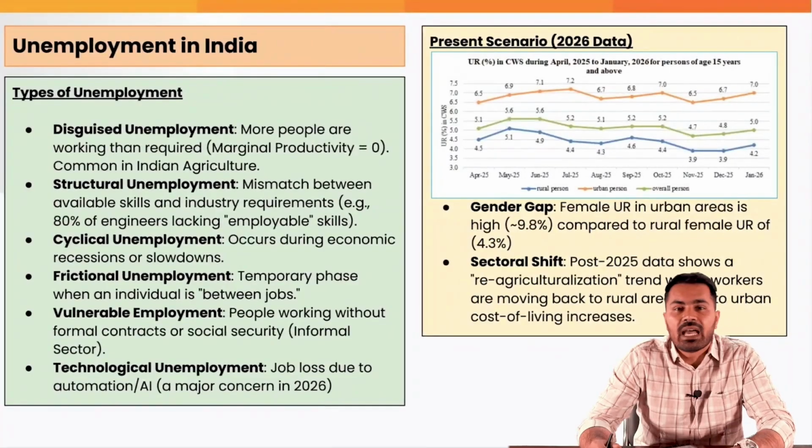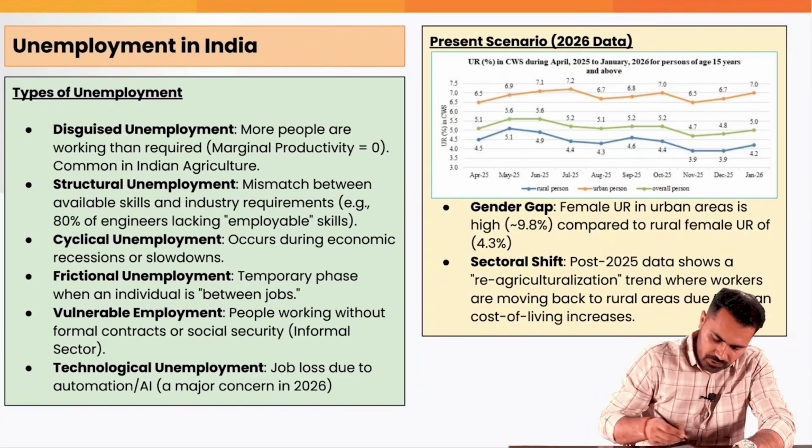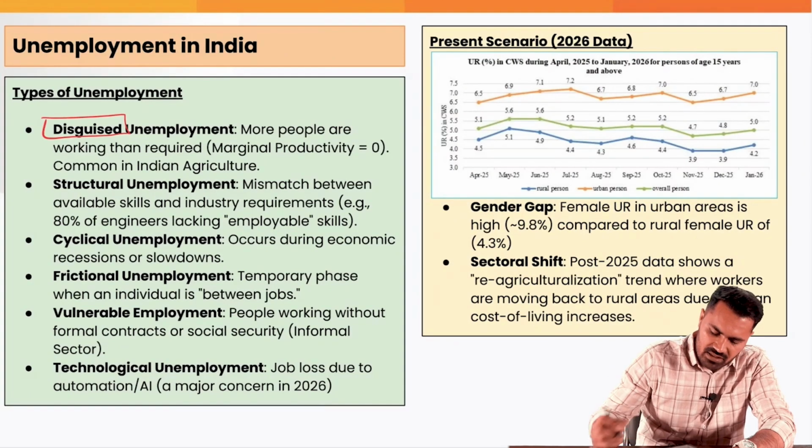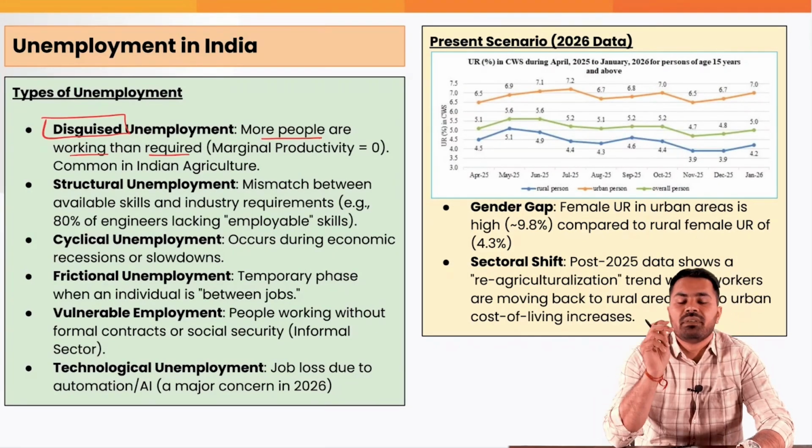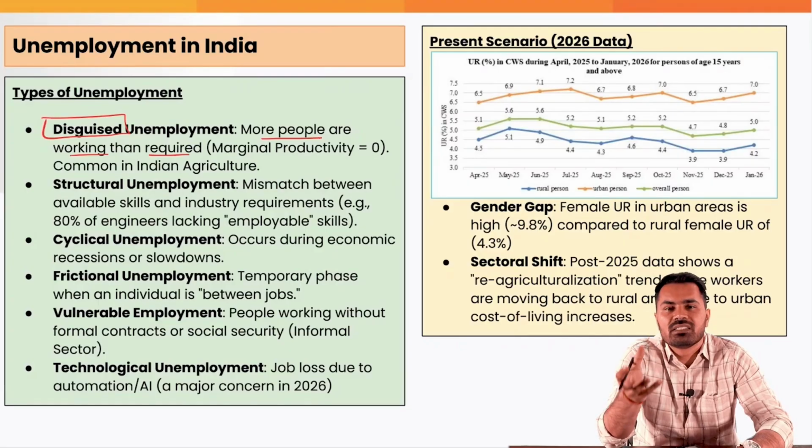Now, what are the different types of unemployment found in India? First is your disguised unemployment. What is disguised unemployment? That means more people are working than required. That means the marginal productivity of a new worker is zero.